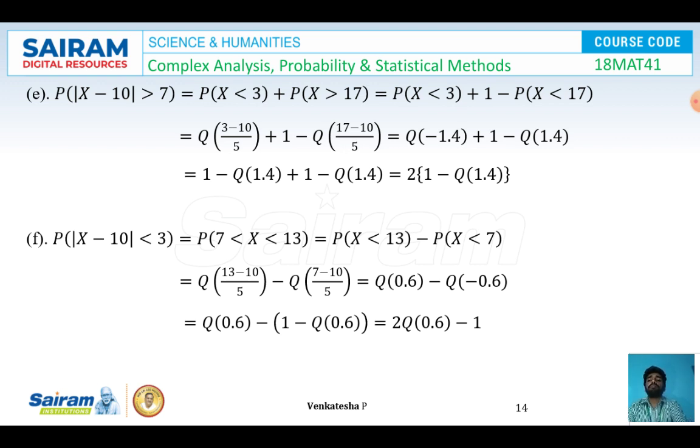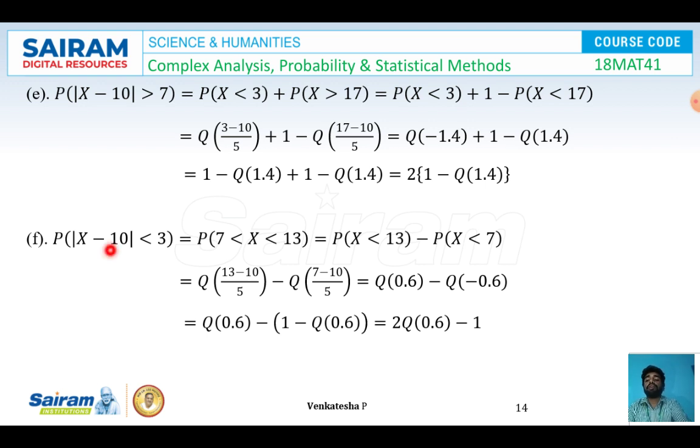Next one, p of mod of x minus 10 is greater than 7. By expanding the modulus, we'll be getting p of x less than 3 plus p of x is greater than 7. So it will be equal to p of x less than 3. I'm keeping it as it is and converting this one as 1 minus p of x is less than 17. Now by replacing x is equal to 3 and x is equal to 17, I got q of (3 minus 10) by 5 plus 1 minus q of (17 minus 10) by 5. By simplifying, I got q of minus 1.4 plus 1 minus q of 1.4. By converting this one to positive, I'll be getting 1 minus q of 1.4 plus 1 minus q of 1.4. It will be equal to 2 times of 1 minus q of 1.4.